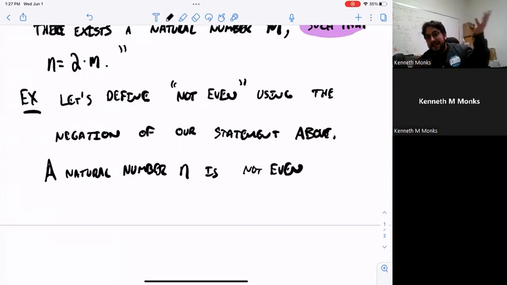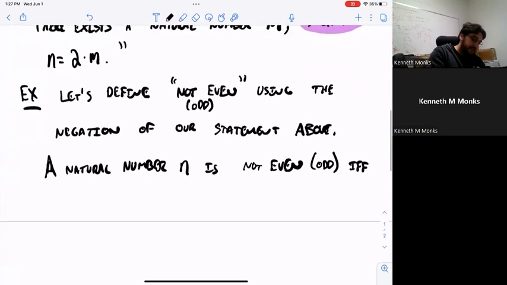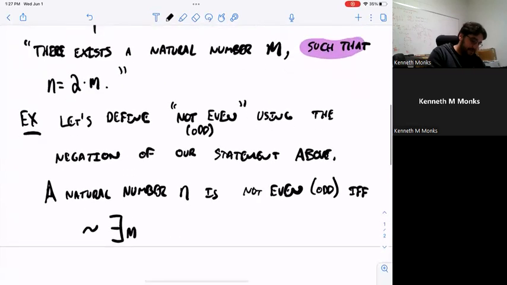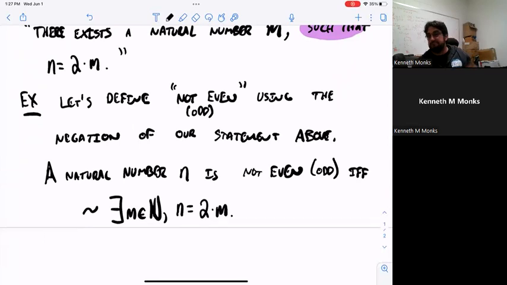In fact, we have a special word for not even: odd, right? So you can call it not even, or you can call it odd, whichever one you want. The concept of not even comes up frequently enough that it has a special name. So, a natural number is not even, or if you want to say odd, if and only if what? Well, you could say if and only if it is not the case that there exists m in the natural numbers such that n equals 2 times m.